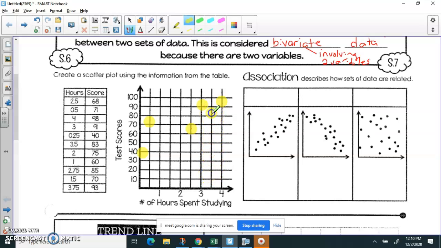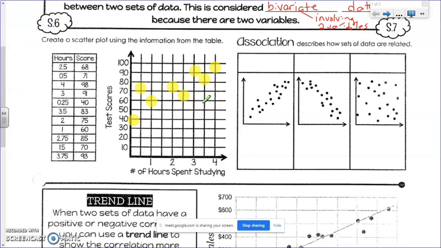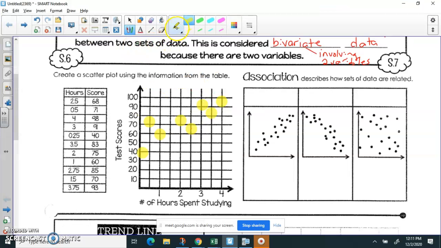Everybody see what I'm doing? I'm just going down through here and plotting these dots, 2 and 75, and 1 and 60, and so on and so forth. Does everybody see that it's going to the right? So what would we know that that most likely is going to be? It's going to be positive. Does everybody see that?